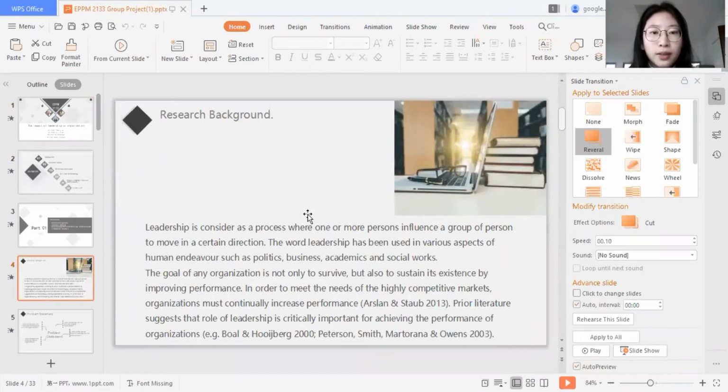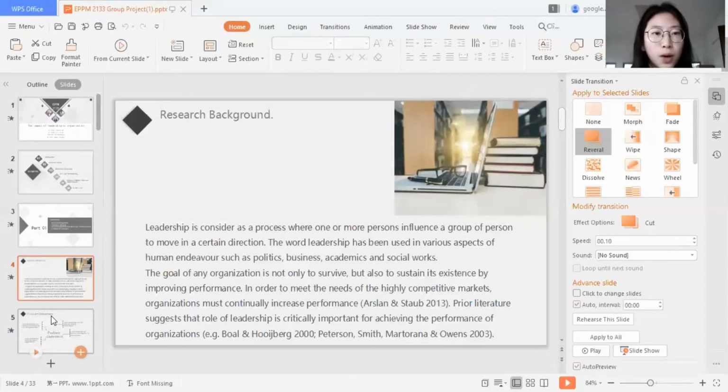Leadership is considered as a process where one or more persons influence a group of persons to move in a certain direction. The word leadership has been used in various aspects of the human endeavor, such as policy, business, academics, and social works. The goal of any organization is not only to survive, but also to sustain its existence by improving performance. In order to meet the needs of the highly competitive markets, organizations must continually increase performance. Previous literature suggests that the role of leadership is critically important for achieving the performance of the organization.